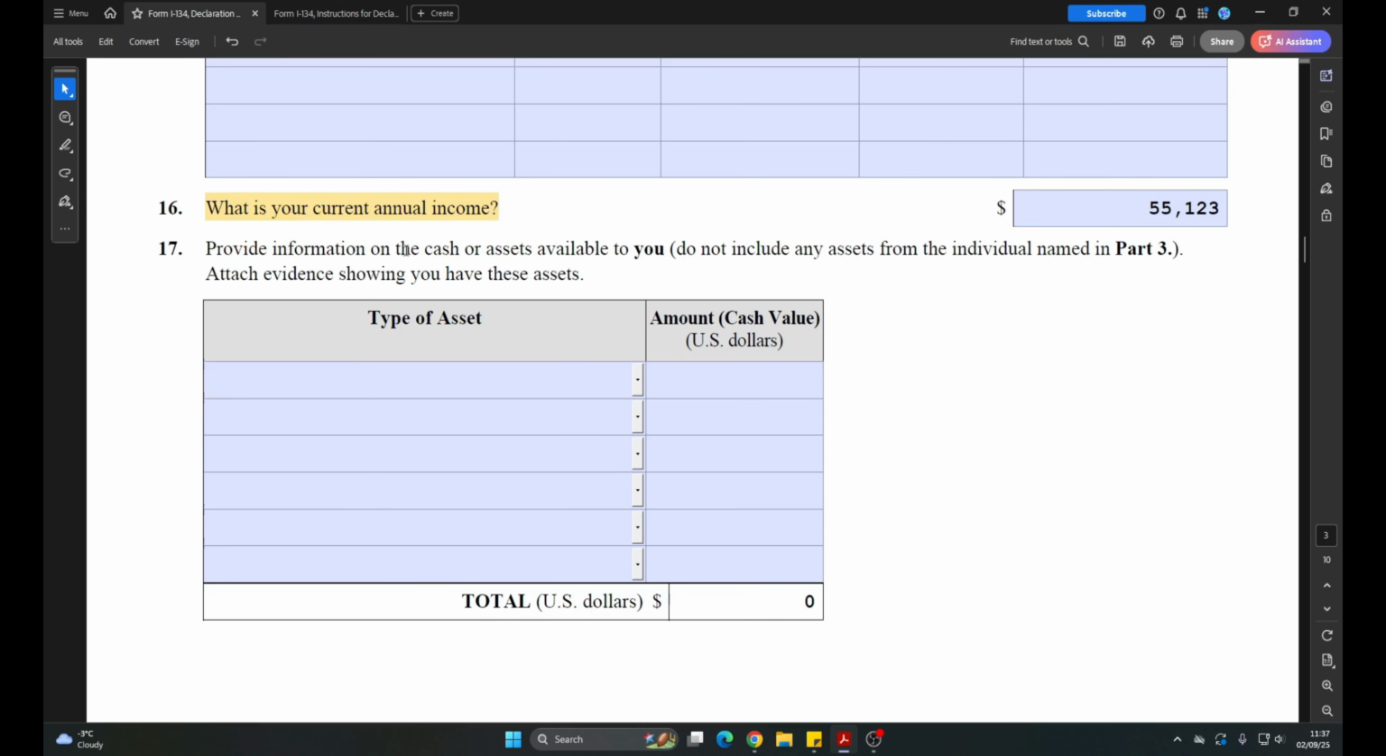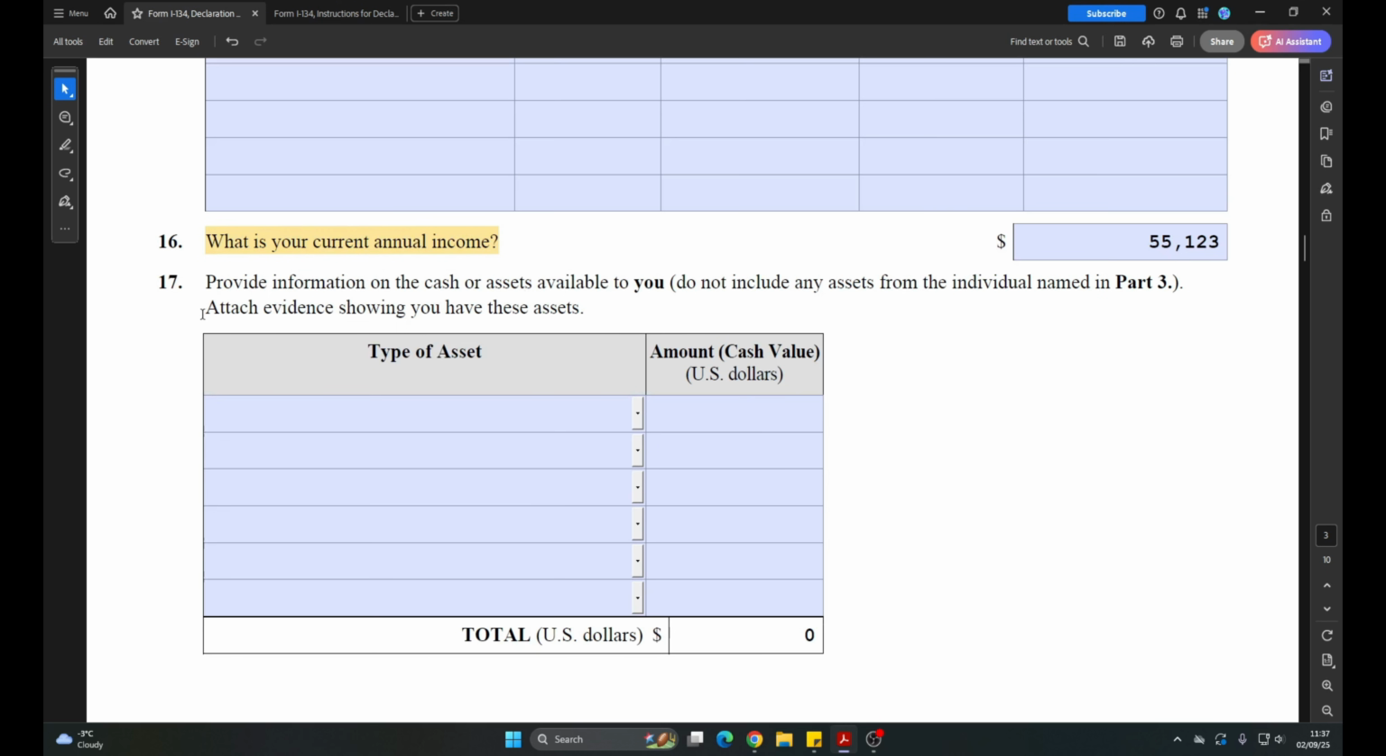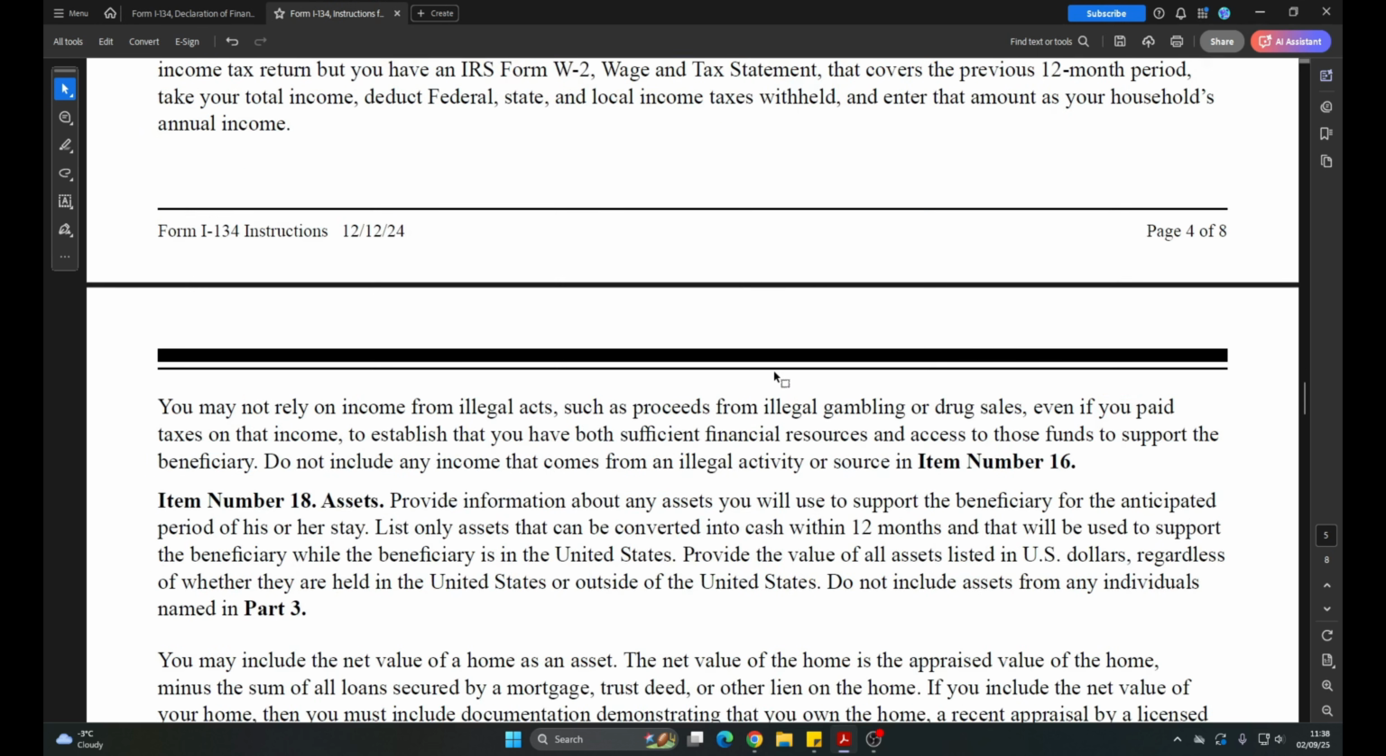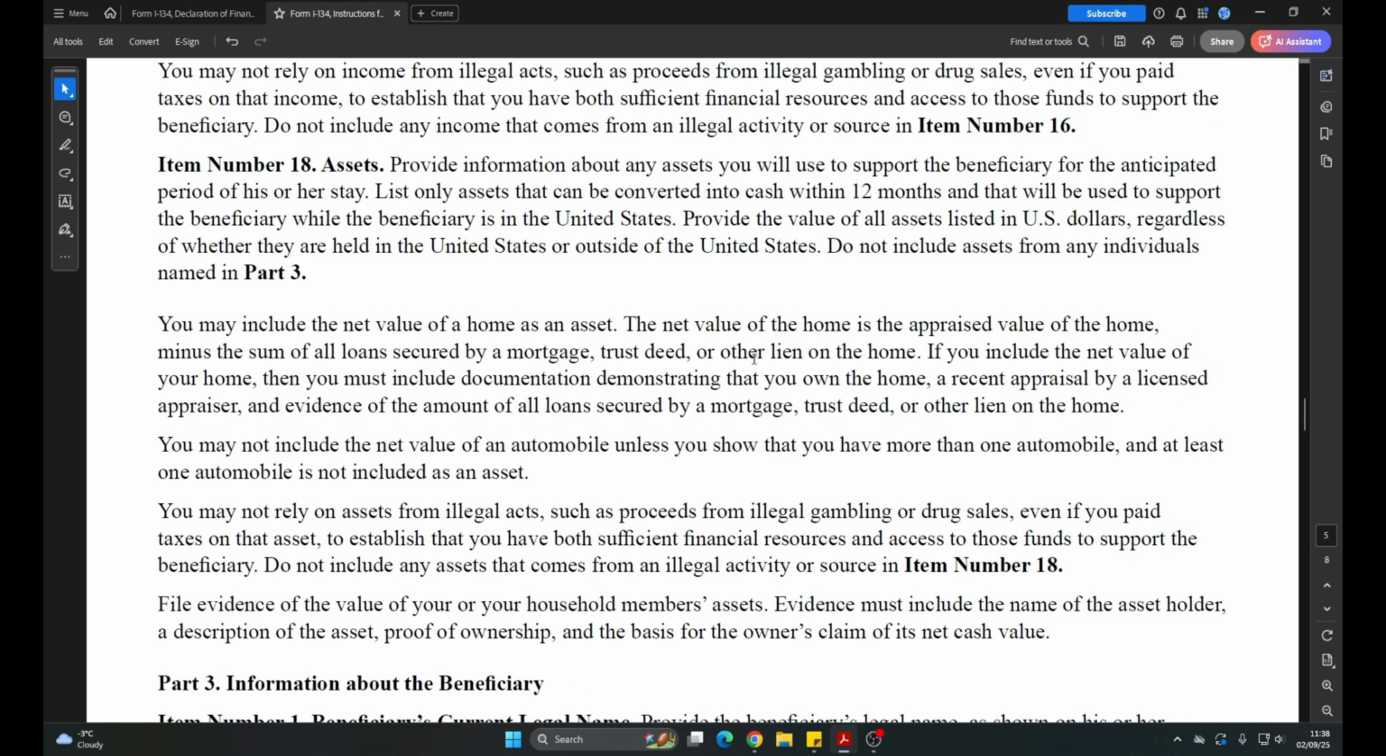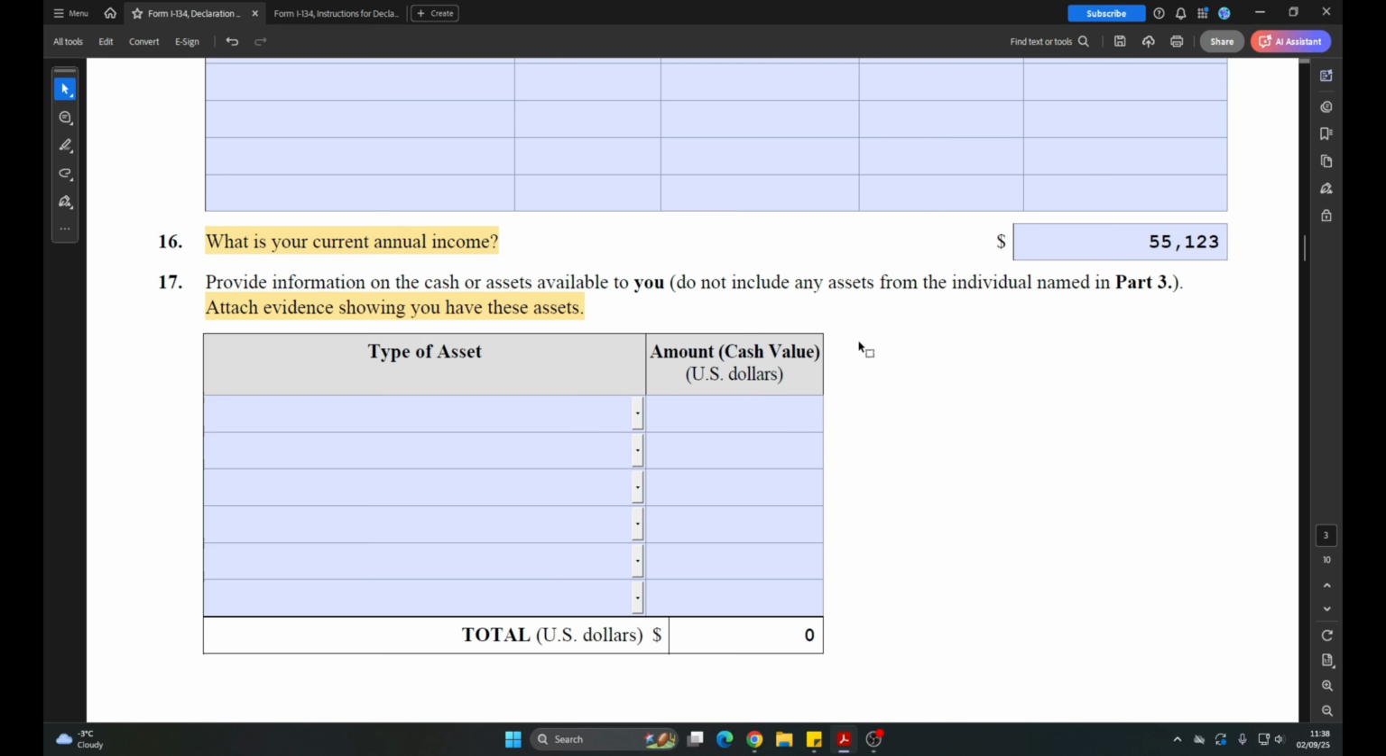Provide the information about assets that you have available to you. You will have to attach evidence of these assets, and the form instructions do talk about assets to some extent, but you don't have to attach all assets that you have. You can only attach assets that you wish to be available for the purposes of this form.